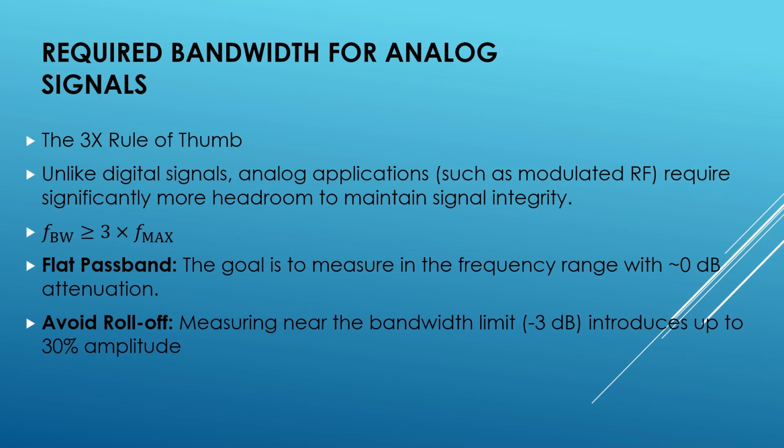For analog applications, such as modulated RF, the old rule of thumb still applies. The recommendation is to select a scope with a bandwidth at least 3 times higher than the maximum analog frequency of your design. This 3x factor is used to ensure you are operating in the lower part of the scope's frequency band, where attenuation is minimal, ideally close to 0 dB. However, this is only reliable if your chosen oscilloscope has a relatively flat frequency response in this low-frequency range.